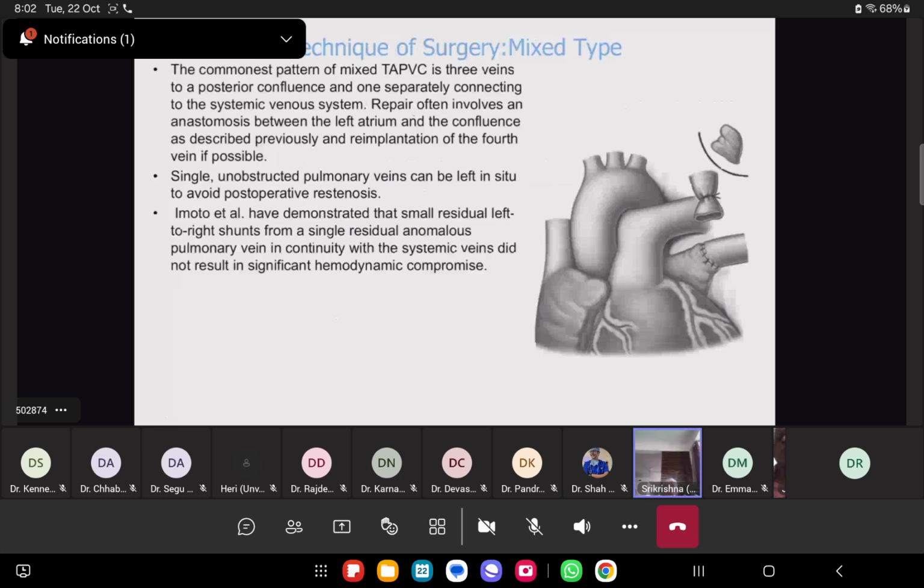In the mixed type of the TAPVC, the commonest pattern is three veins connecting to a posterior confluence, and one separate vein connecting to the systemic venous system. Repair often involves an anastomosis between the left atrium and the confluence as described previously, and the implantation of the fourth vein if possible. A single unobstructed pulmonary vein can be left in situ to avoid post-operative restenosis. Emoto et al. have demonstrated that a small residual left-to-right shunt from a single residual anomalous pulmonary vein in continuity with the systemic veins did not result in significant hemodynamic compromise.